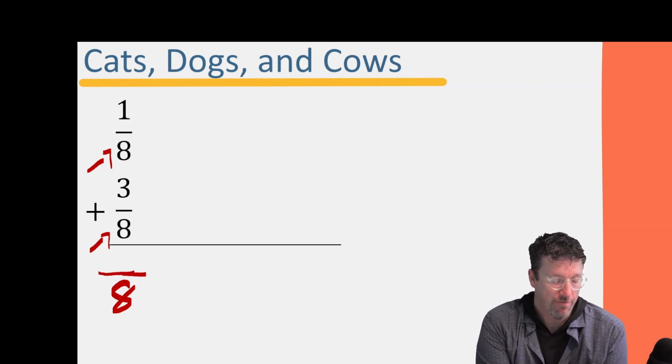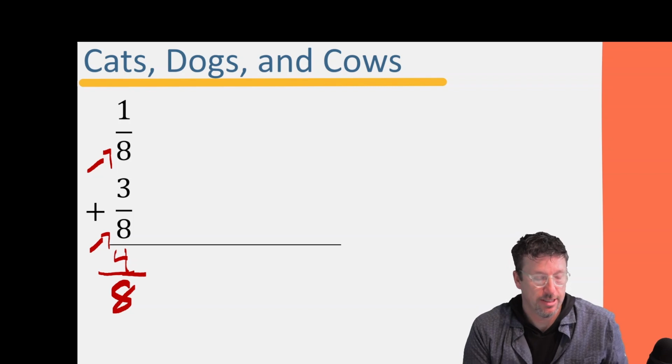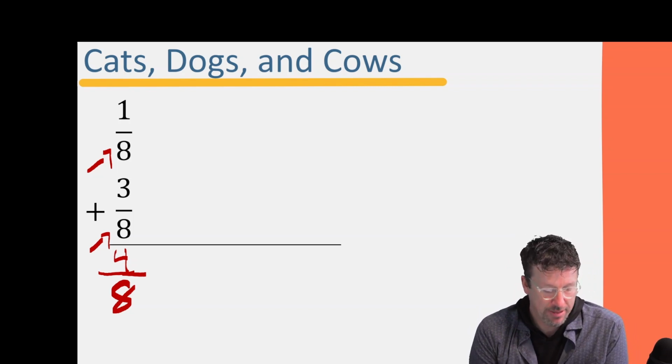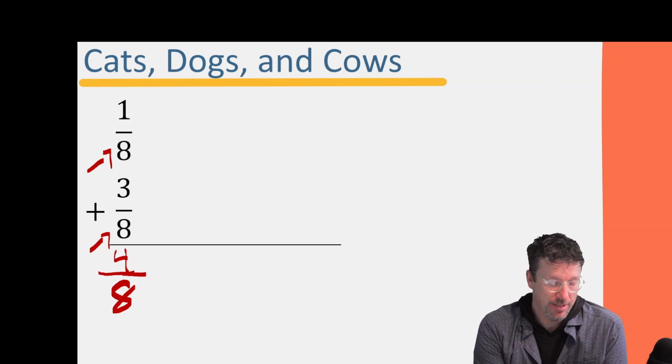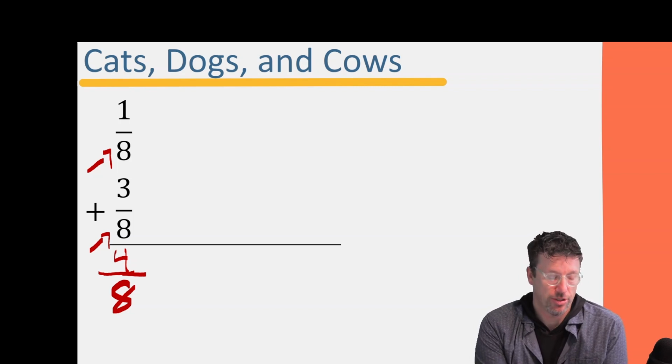I have 4/8. Okay, so remember I told you, what does our whole represent? It represents eighths. So if we're talking about a pizza, and I ate 1/8 of the pizza, and then later on I ate 3/8 of the pizza, how much of the pizza did I eat? Well, in this situation, our answer is 4/8. And remember, I told you that I wanted us to simplify. To simplify means we put this in simplest terms.